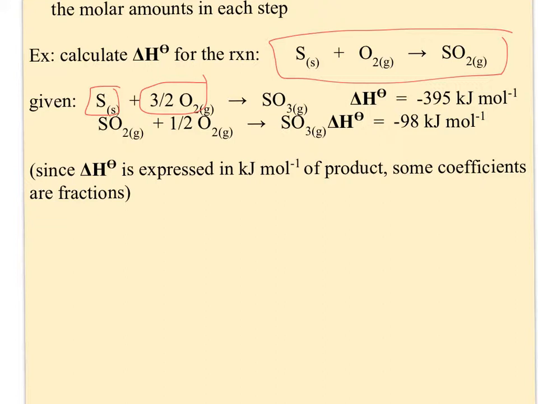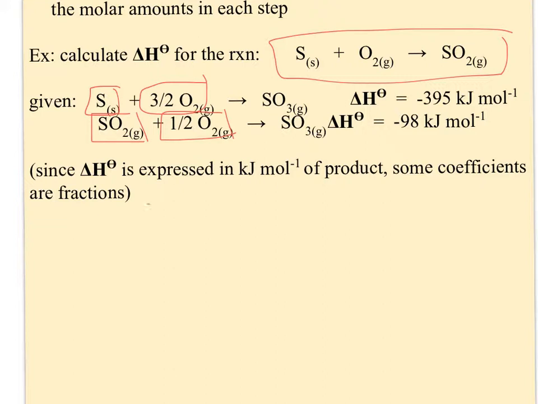When I look at the second equation, it has SO2, which I need, but it's on the wrong side. It has O2, which I may or may not need, and it's on the correct side. And it has SO3, which I don't need. So the only way I'm going to be able to combine these two equations to yield the equation I'm interested in is if I flip the second equation. The first equation is fine as written. The second equation has to be flipped.